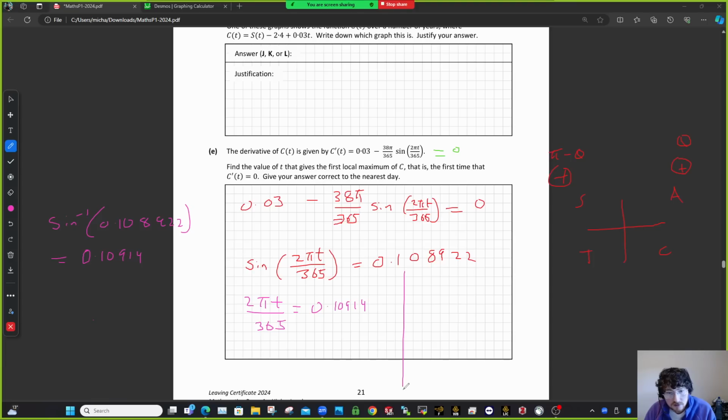Now there's also another solution where, when you take the sine inverse of this, you get your angle theta, and the other solution is pi minus that angle. Because you're in radians, it looks like that. So this is over 365. The left is the same, and then this side here is just pi minus that.